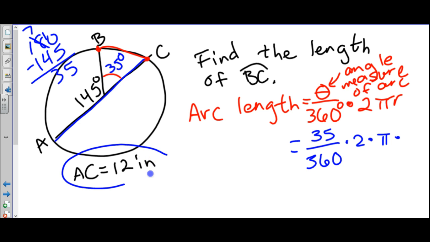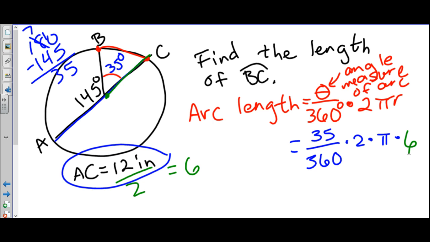Well, they gave us diameter again, A all the way to C. It's pretty easy to find radius from diameter, because that's what we need to plug into that circumference formula. Radius is just halfway across the circle instead of all the way across. So we just divide 12 by 2, and that gives us a radius of 6.